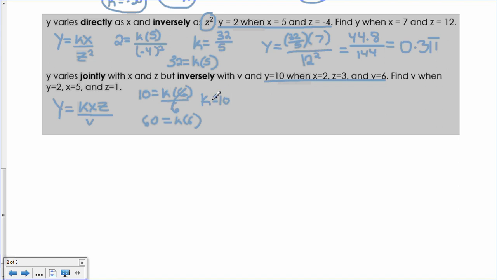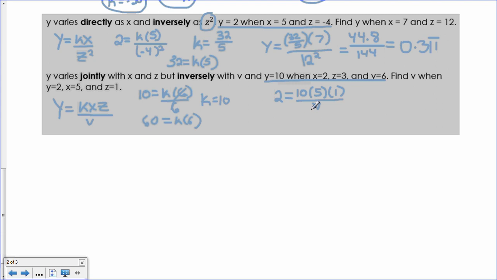All right? We're going to use that to help us find v, because now that we know k, and they're giving us y, x, and z, the only thing we don't know is v. So if we plug everything in, we're trying to find this. y is 2. I just found the constant of variation, so I'm going to plug that in. And then I know that x is equal to 5, z is equal to 1, and v is what I don't know.